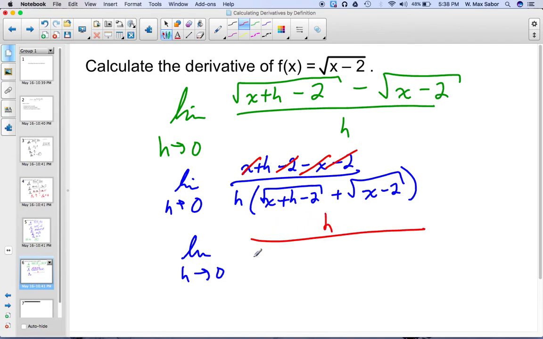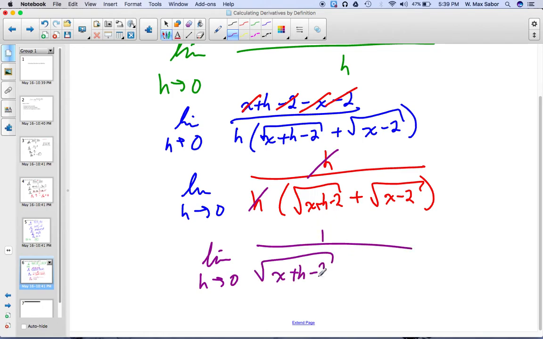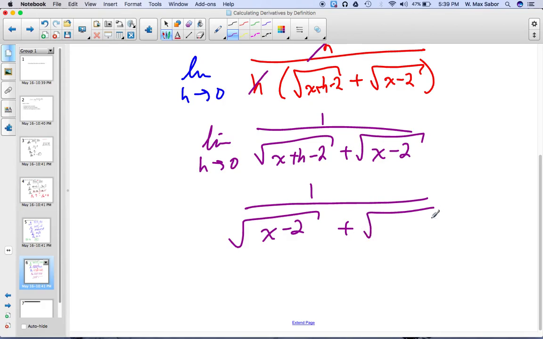h over h is going to cancel, leaving us with square root of x plus h minus 2 plus square root of x minus 2. The h's cancel, which leaves us with the limit as h approaches 0 of 1 over square root of x plus h minus 2 plus square root of x minus 2. And when we let h approach 0, we get 1 over square root of x minus 2 plus square root of x minus 2. And these are like terms, so we can say 1 over 2 square roots of x minus 2.